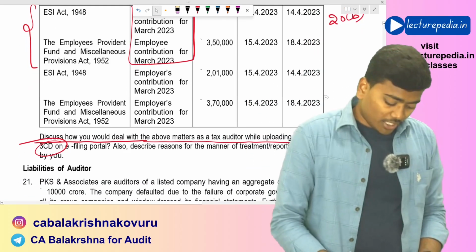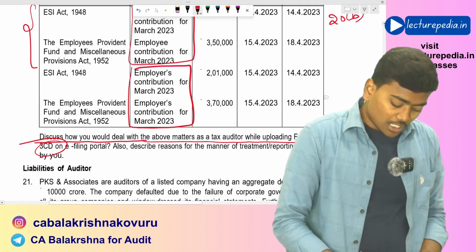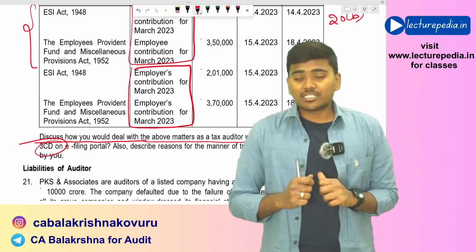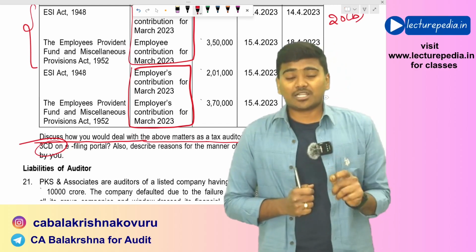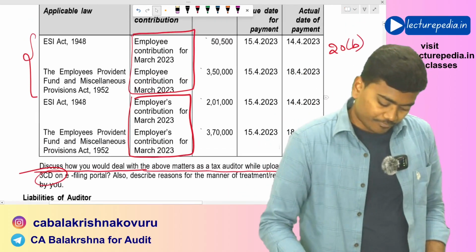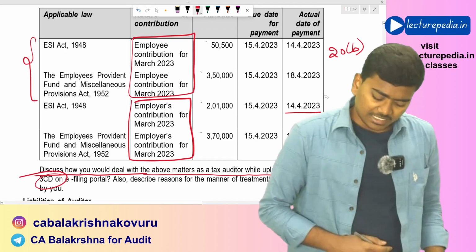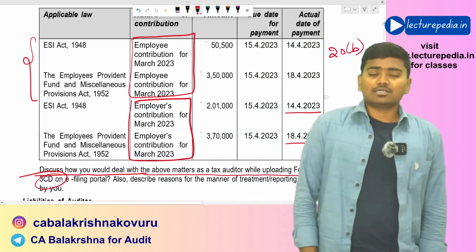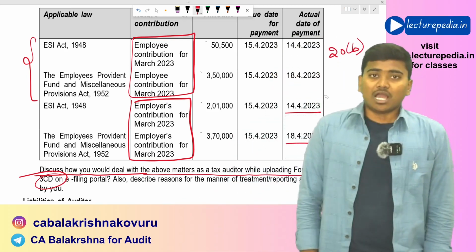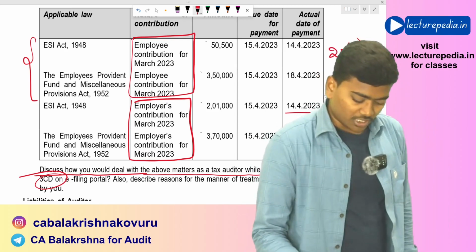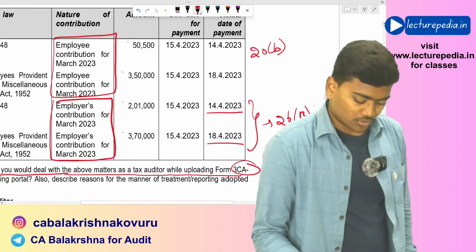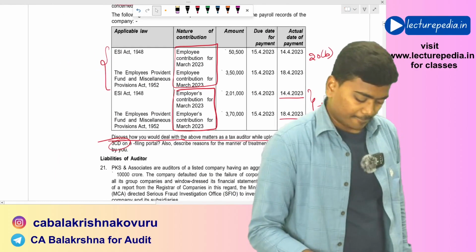And coming to the employer share, now employer share will be allowed as a deduction only if you pay it to the authority within the due date for filing income tax return. Now if you see, these have been paid on 14th April and 18th April, which is before the due date for income tax return for that respective year. So they will be allowed as expenditure for the employer, and you need to disclose them in clause 26, clause 26 BA. Okay, there is a disclosure requirement.